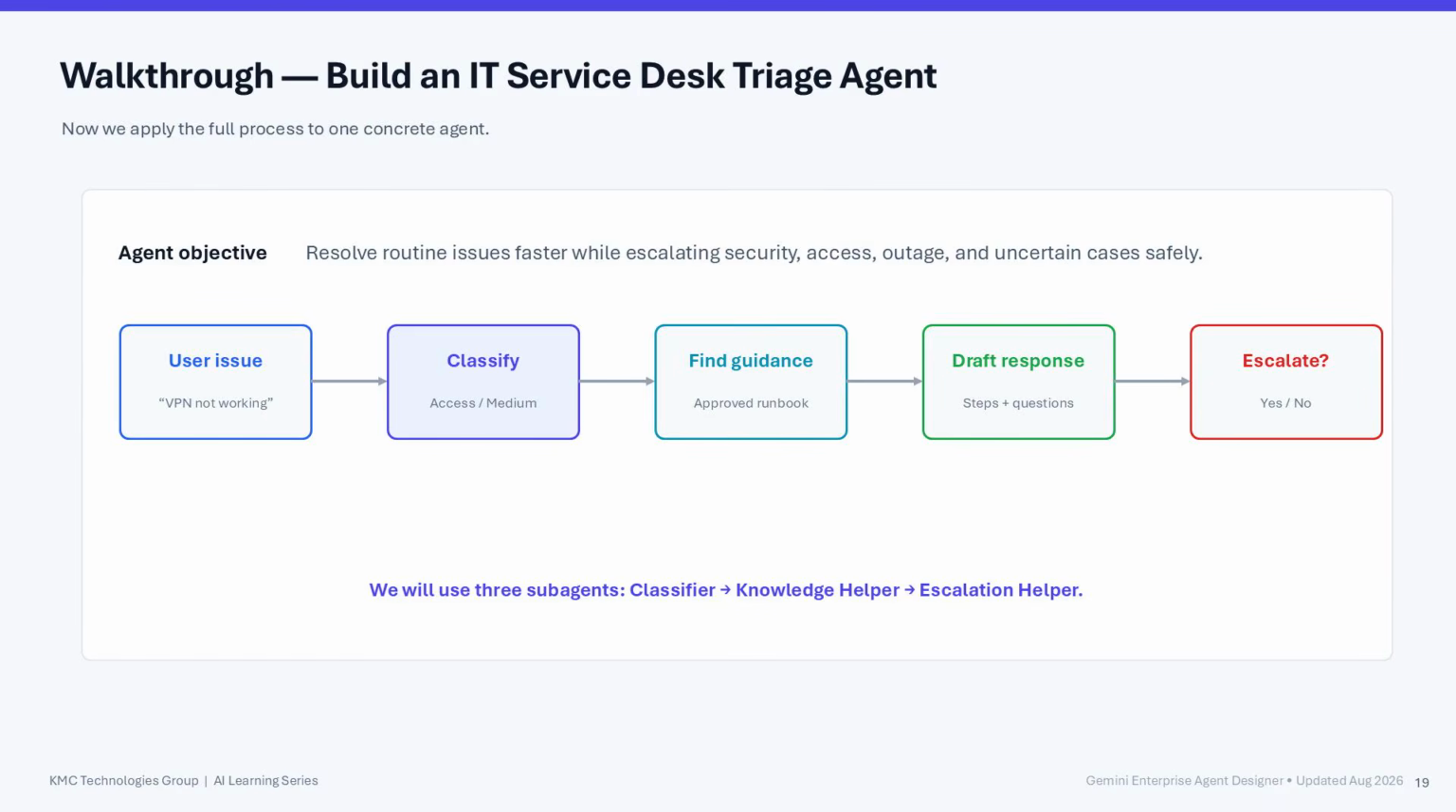Now let's build the example. The IT Service Desk triage agent accepts a user issue, classifies the category and priority, retrieves approved guidance, drafts a helpful response, and then decides whether the case requires escalation. The goal is not to replace support staff. The goal is to resolve routine requests faster while moving security, access, outage, and uncertain cases to the right human. We will implement this using a main orchestrator and 3 focused subagents.